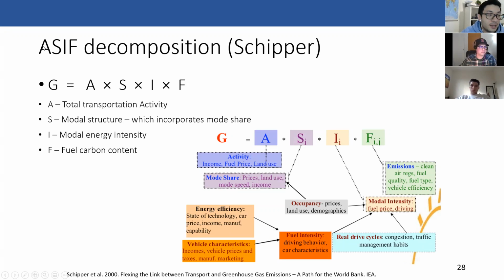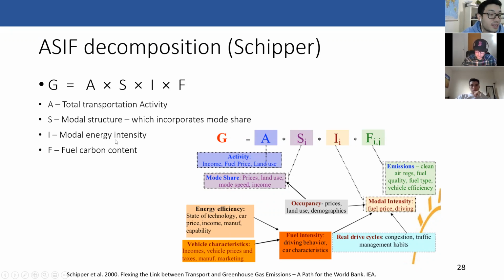This ASIF decomposition is a similar type of thing. I'm a little bit more familiar with this because of its application in the transport sector. So this is G equals ASIF, so it's called the ASIF decomposition. A is total transport activity, S is the modal structure, so that's the mode share. Like, what happens if you're at 80% cars, 10% buses, 10% trains, that sort of thing.